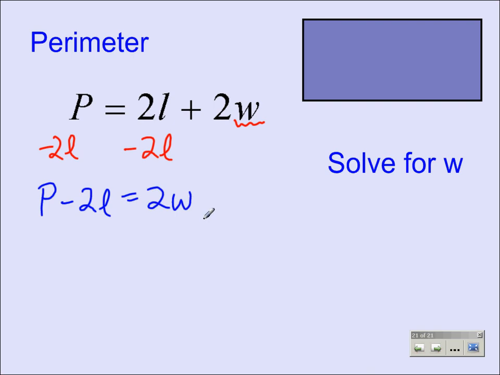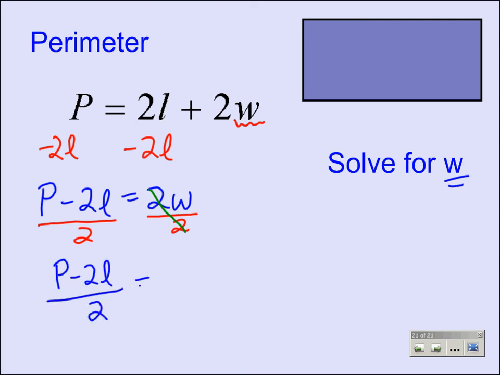Now, since we're solving for w, we just want a single w. We take a look at what's going on with the w, and the 2 is multiplying it. So we're going to divide the right side by 2 and the entire left side by 2. Once we do that, we can simplify 2 over 2 on this side, and there's nothing to simplify on the left, so we're going to leave that alone as the perimeter. Perimeter take away twice the length, divided by 2, equals the width. We have now solved for the width. We have manipulated the formula so it's ready to go if we needed to substitute in values.